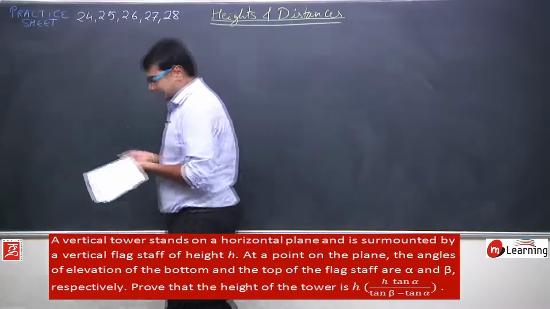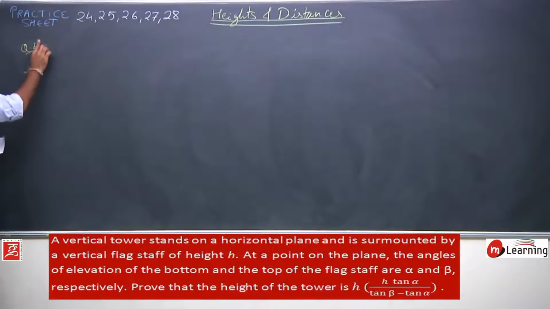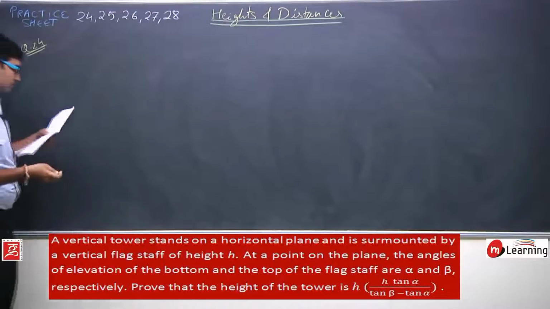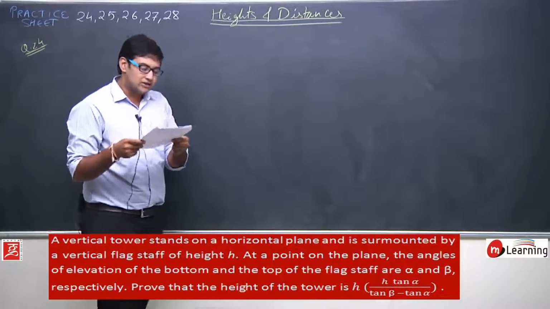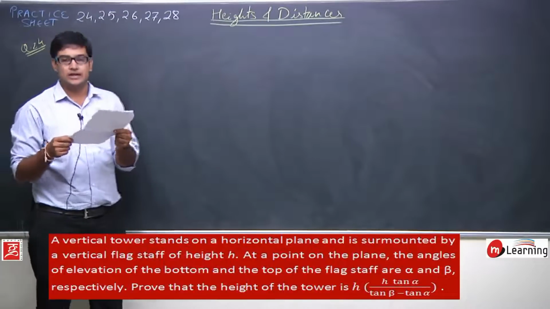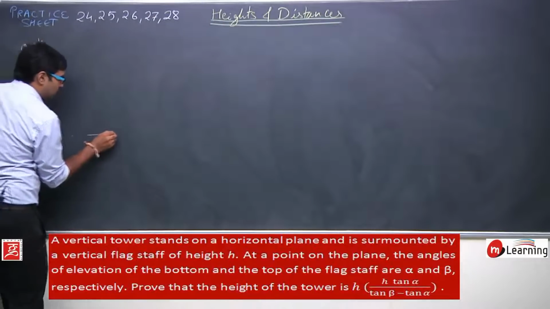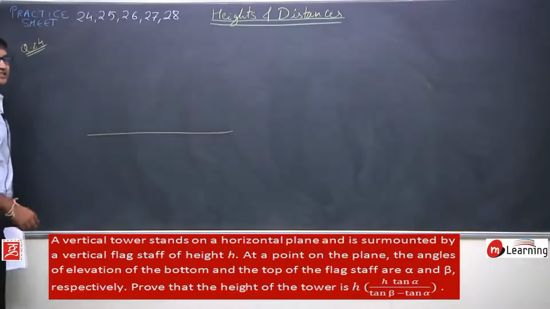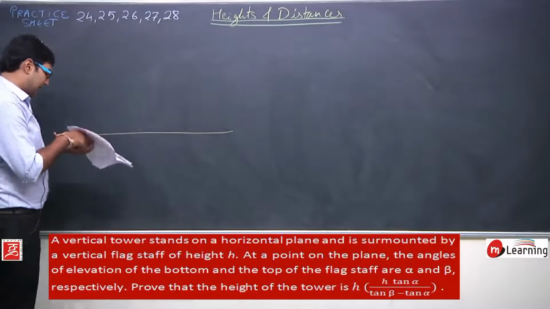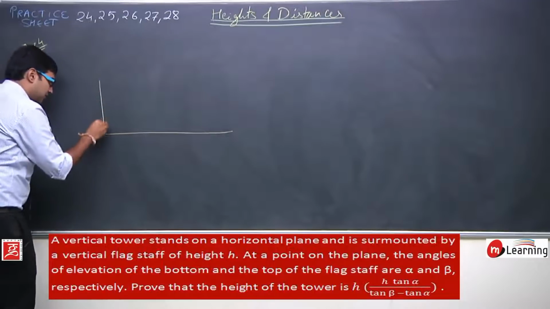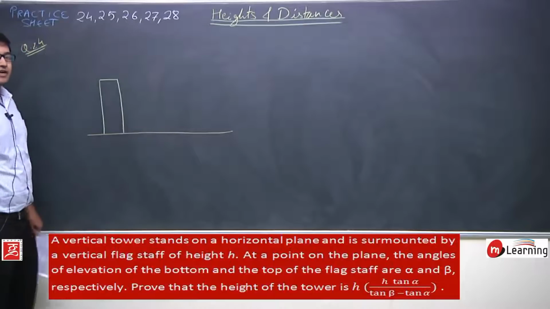So what the question says is, let us try to draw the diagram of this question. Let us read it line by line. It says a vertical tower stands on a horizontal plane. So to initiate the diagram, let us first draw a horizontal plane. Now on this horizontal plane, let us draw a vertical tower. Let us say this is the vertical tower.